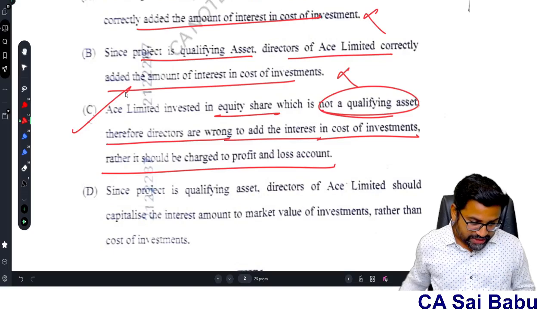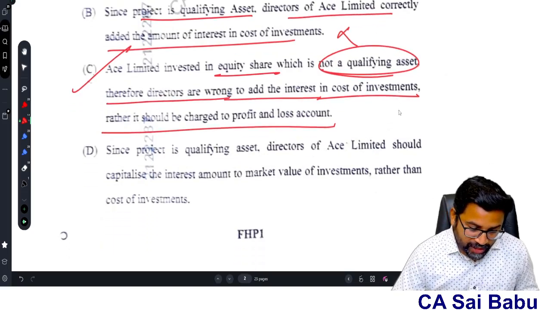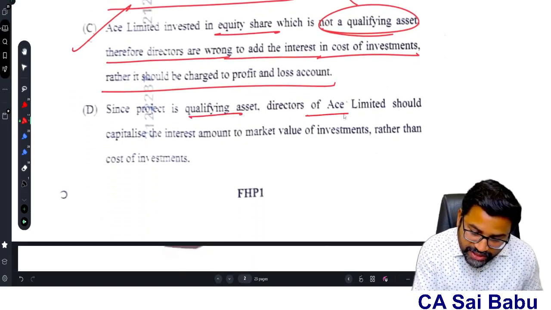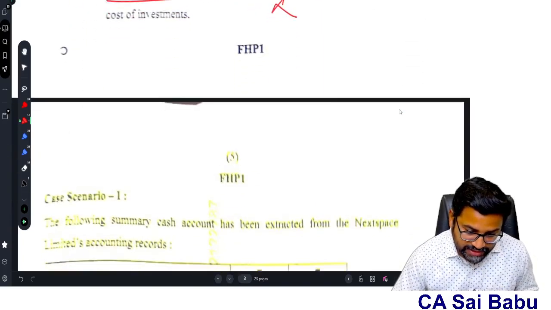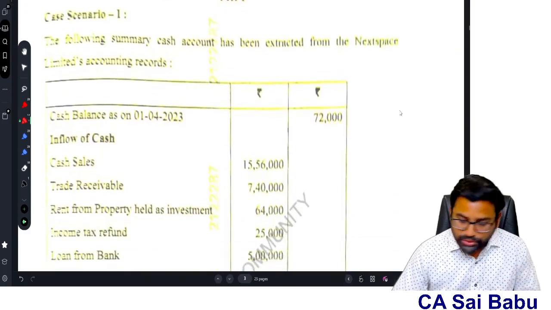I think C is the correct answer, right? And the last one, since project is a qualifying asset, directors of ACE Limited should capitalize the interest amount. No, not. So therefore, C is the correct answer, sir. Very simple question. Now come to case scenario 1, sir.